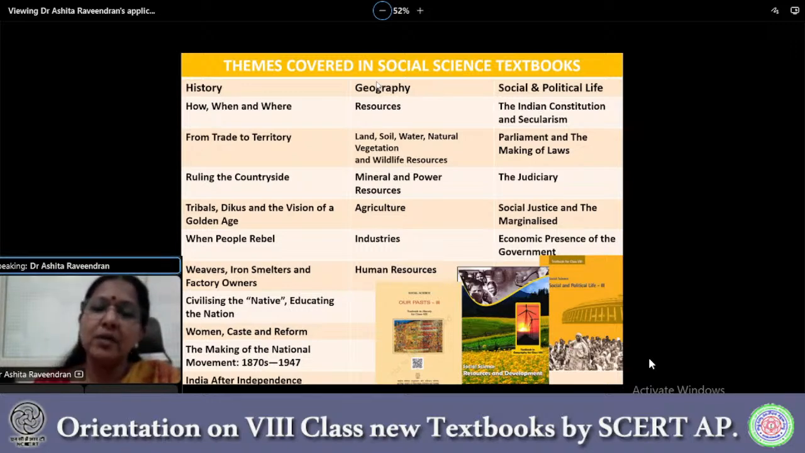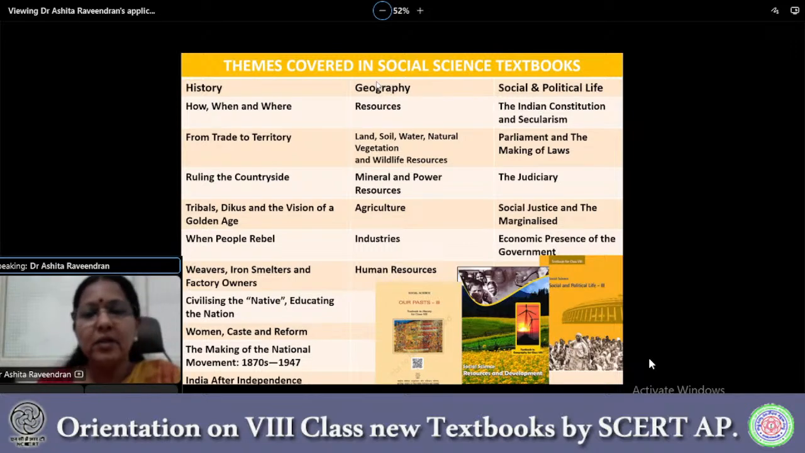Then we also have a chapter which deals with social justice and the marginalized. There are marginalized groups. The child needs to be aware of who these people are, how they are being marginalized, and how we will be able to impart social justice to all these groups that belong to society.